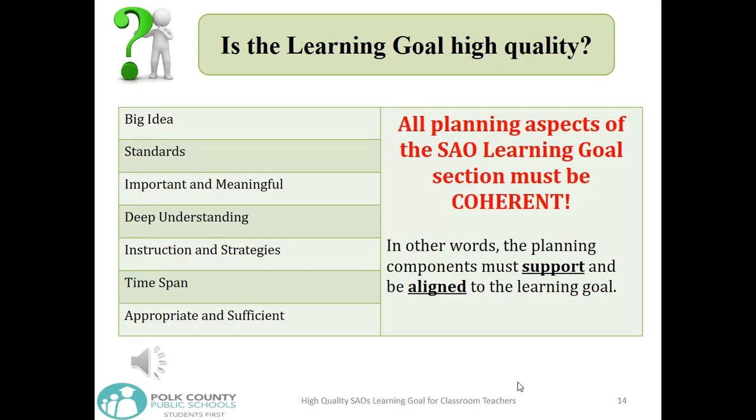A critical aspect of a high-quality SAO is that it is coherent. All expectations and descriptions within each section of the planning pages should support and be aligned to the learning goal.